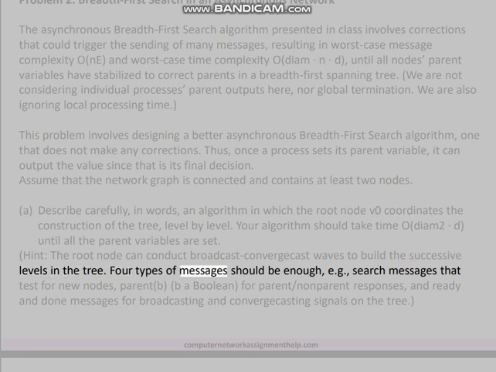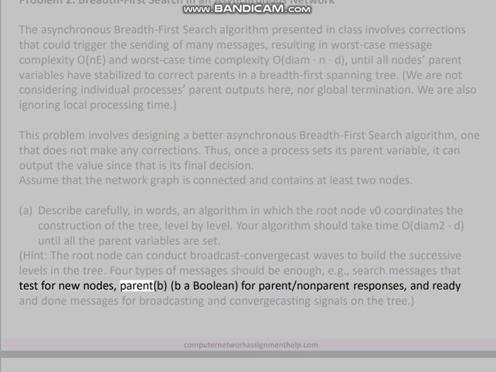4 types of messages should be enough. Example: search messages that test for new nodes, parent, B (a Boolean) for parent/non-parent responses, and ready and done messages for broadcast.